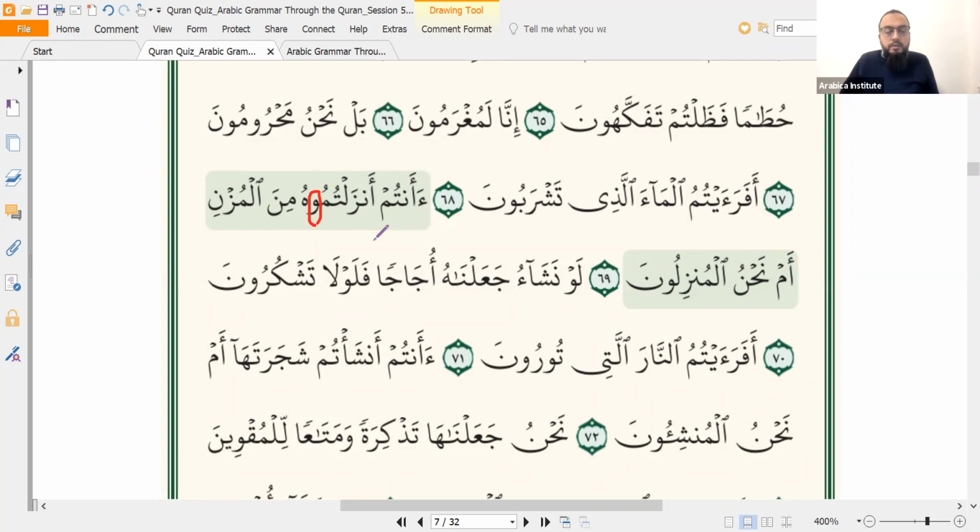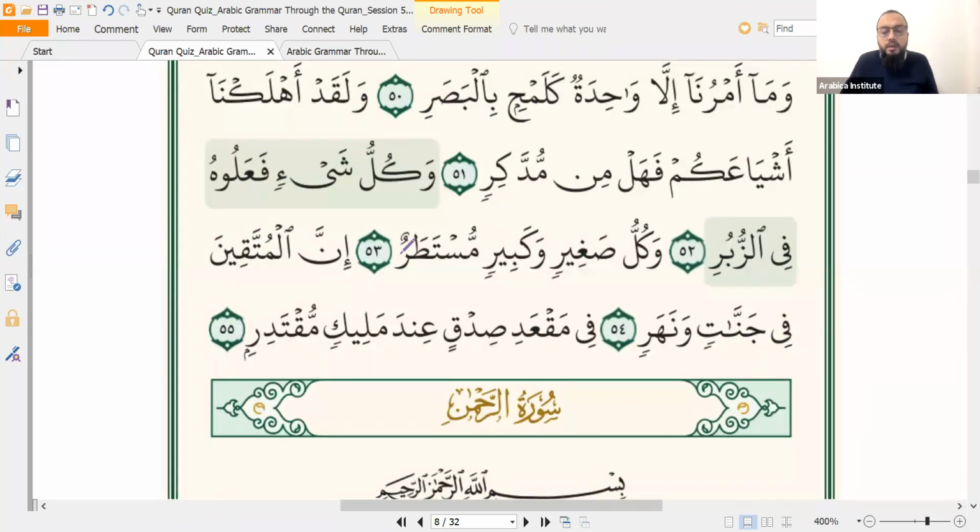Form 4. Or verbal noun. Inzalun. Inzalun, good. This is the mental agility I want, right? You say the verbal noun: anzala yunzilu, fahuwa munzilun; unzila yunzalu, fahuwa munzalun; verbal noun, inzal.